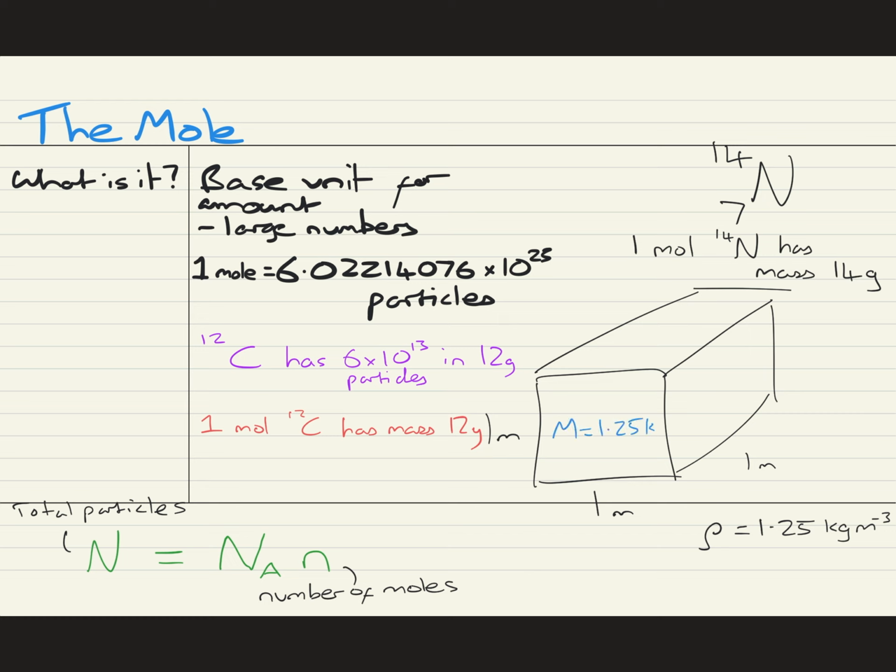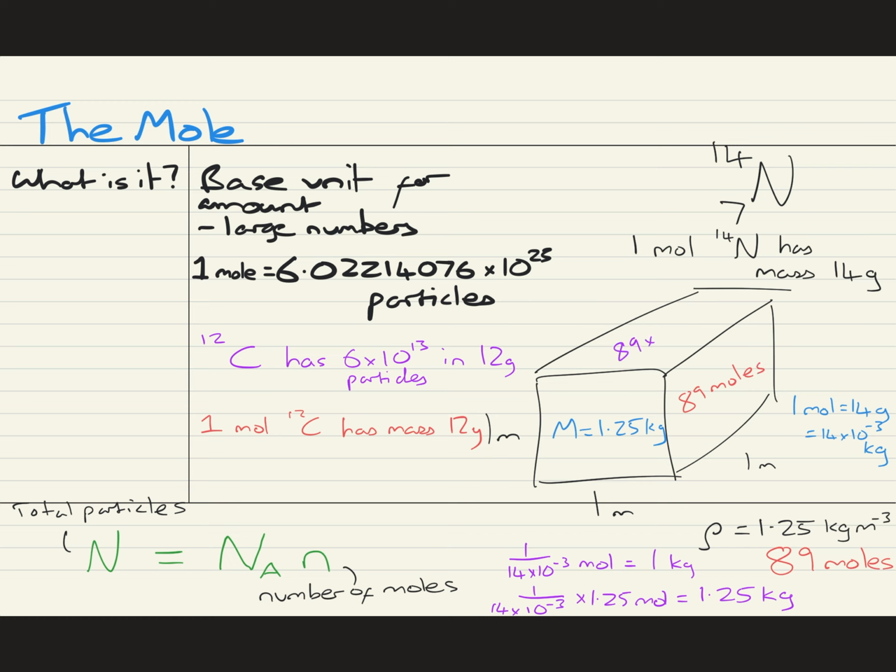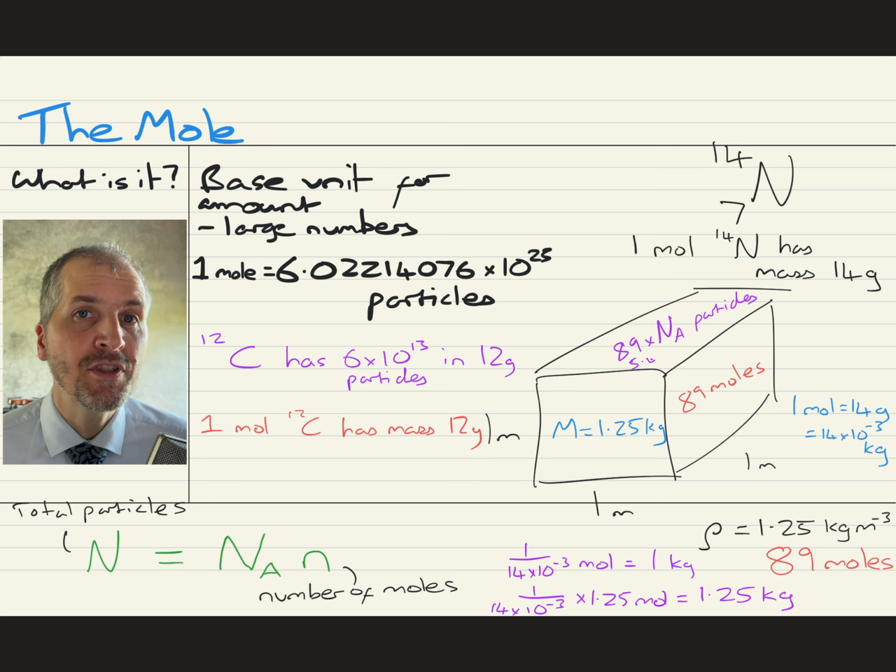1 mole is 14 grams, or rather 1 mole is 14 times 10 to the minus 3 kilograms. So 1 over 14 times 10 to the minus 3 moles is 1 kilogram. 1 over 14 times 10 to the minus 3 times 1.25 moles is 1.25 kilograms. We have 89 moles of nitrogen. Okay, that's 89 times Avogadro's number of particles, by the way. 5.4 times 10 to the 25 particles. 89 moles is much easier.